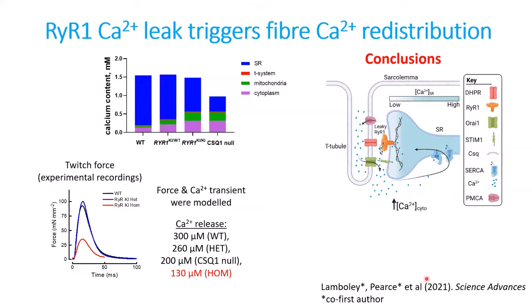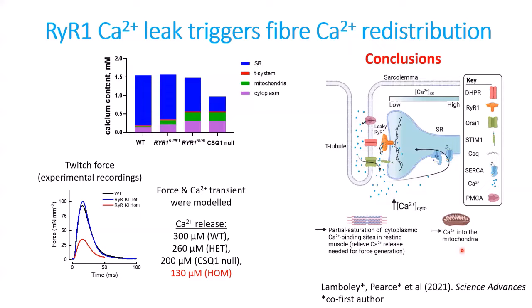So the consequences of these changes cause pre-saturation of cytoplasmic binding sites in the resting muscle to relieve calcium release needed for force generation. Increased cytoplasmic calcium will push more calcium into the mitochondria, and higher free calcium in the mitochondria increases the rate that ATP can be synthesized. And this certainly would be important even under the basal condition where the SERCA needs to work harder in these mutants.